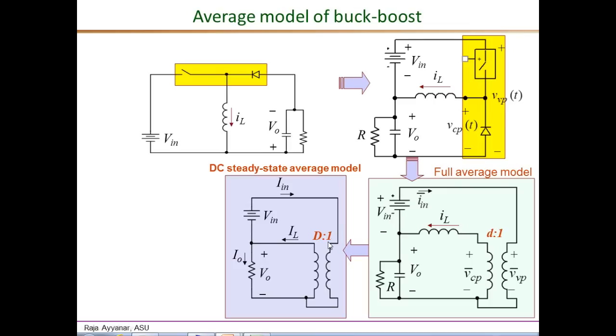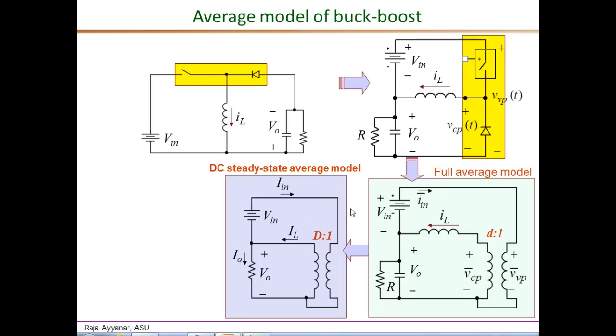If you notice the notation of the duty ratio, it is uppercase D here and lowercase d in the full average model. Essentially, the lowercase d includes all the DC values plus, for example, any perturbation signals, whereas the uppercase D denotes only the DC value at a given operating condition.